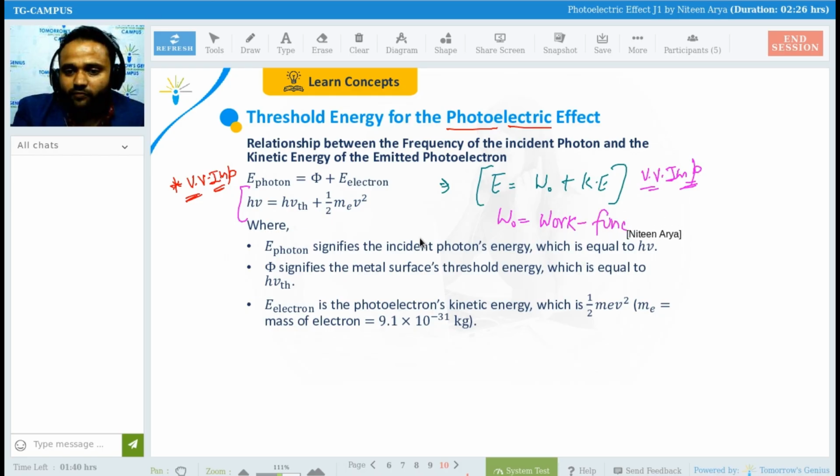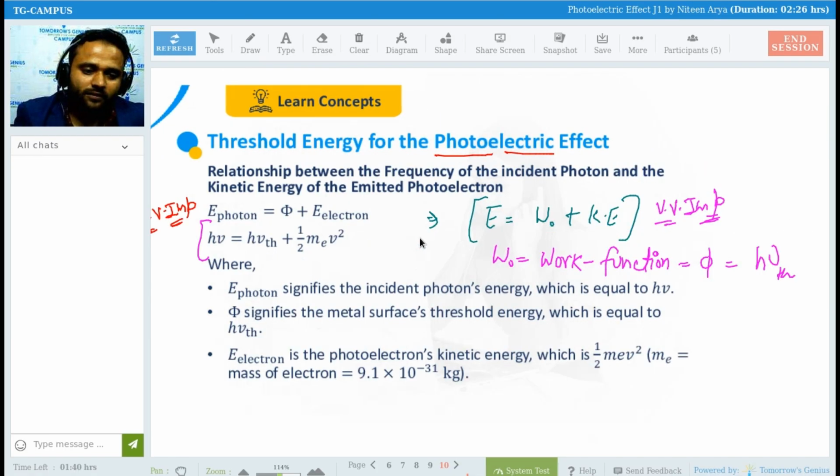What is a work function? Work function is basically the minimum energy, the minimum work this particular photon needs to do to make that electron ejected. As simple as that. Clear, everyone? And that is also this phi, and that is also h nu T h, and that is also hc by lambda T h. In any particular form you can write it down.